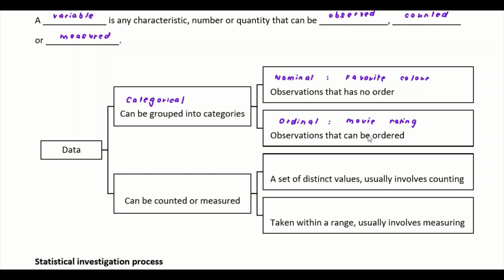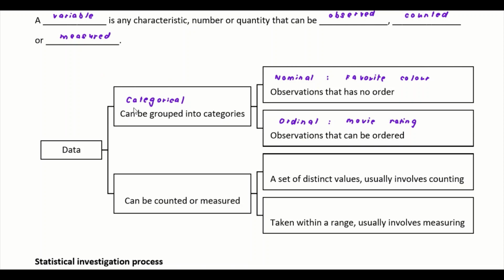Or it can also be how much are you looking forward to going back to college? So it's like looking forward, or you are not looking forward. Okay, so which means it's an observation that can be ordered in such a way. All right, then after that, the second one that we have, so categorical is basically the characteristic that we observe.